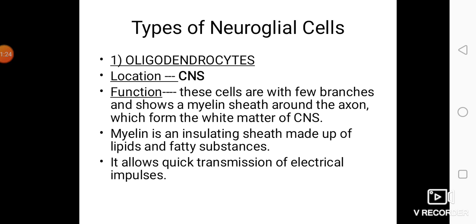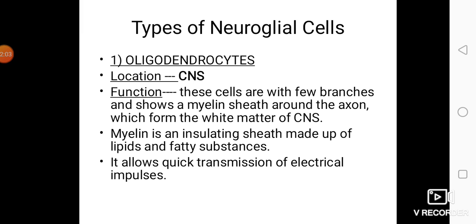The first type of neuroglial cells are oligodendrocytes. Oligodendrocytes are located in the central nervous system, CNS. Function: these cells have a few branches and form a myelin sheath around the axon, which forms the white matter of the central nervous system. Myelin is an insulating sheath made up of lipids and fatty substances. The myelin sheath, also called the medullary sheath, is around the axon. It allows faster transmission of electrical impulses.